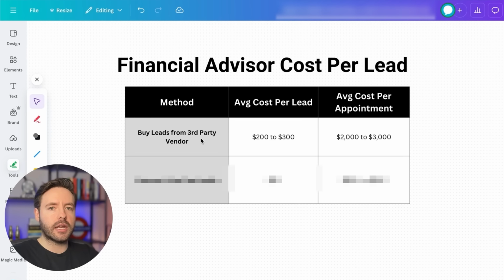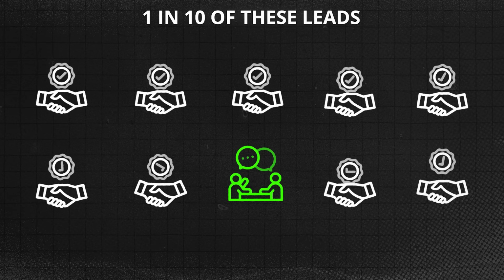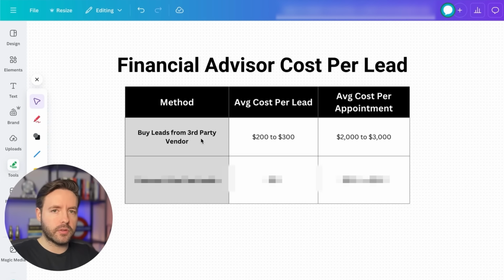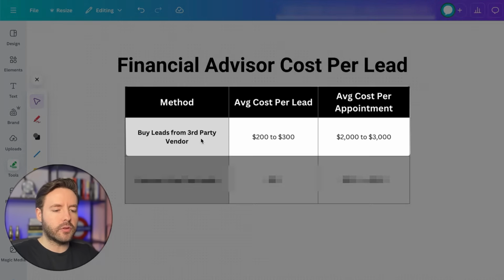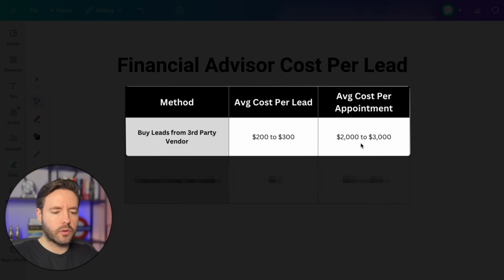So when it comes to getting appointments from these leads, what other advisors have told me is that they will speak to about 1 in 10 of these leads. So that means someone fills in a form, they then have to chase that lead to get an appointment, and then they're going to speak to about 1 in 10 of those leads. So if you do the math, that works out at about $2,000 to $3,000 per appointment, just depending on how many leads you can actually speak to, and also what is your cost per lead with whatever lead generation company that you're working with.